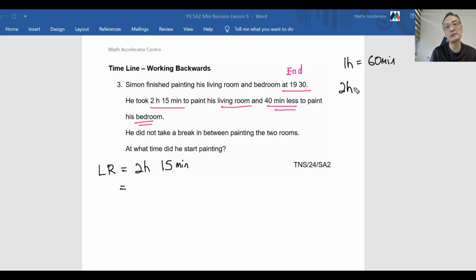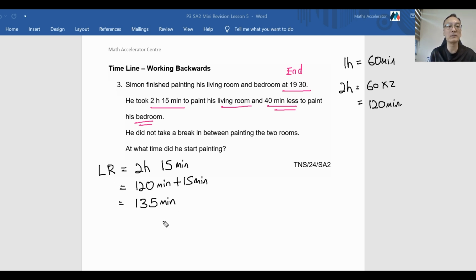Therefore, 2 hours, we will get 60 times 2. That will give you 120 minutes. So over here will be 120 minutes plus 15 minutes. We will arrive at 135 minutes. So that's the time in minutes that Simon took to paint the living room.